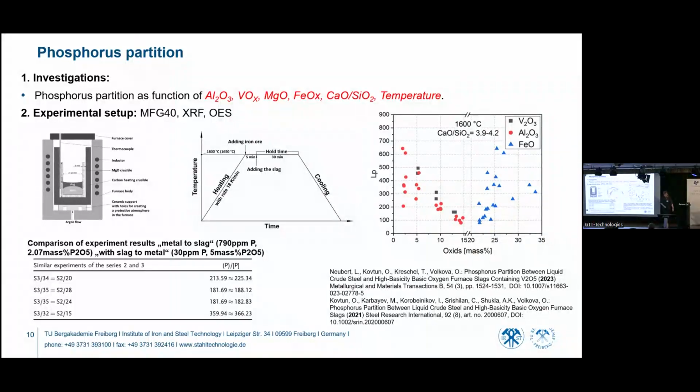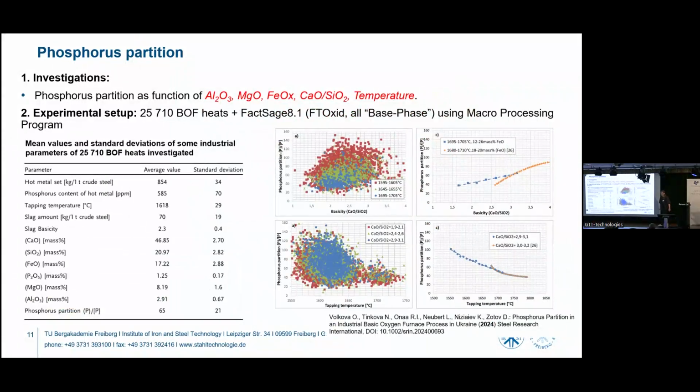Good. After that, we analyzed 25 industrial heats. We analyzed phosphorus distribution for this steel as a function of basicity, as a function of tapping temperature. The 25,000 heats are from one steel plant, which works with a tapping temperature between 1,600 degrees and 1,650 degrees, and with low basicity, with basicity about 2.